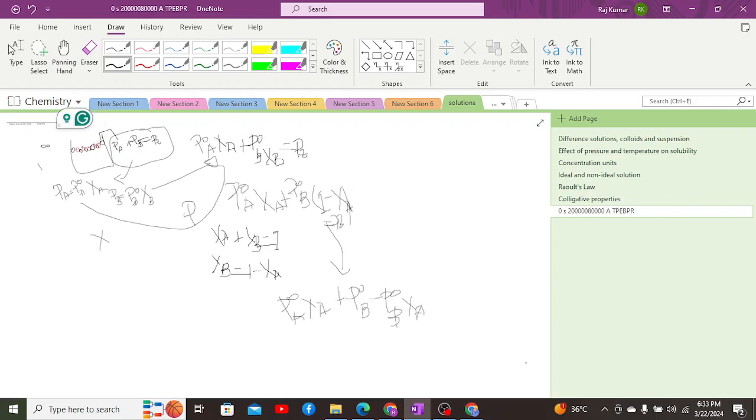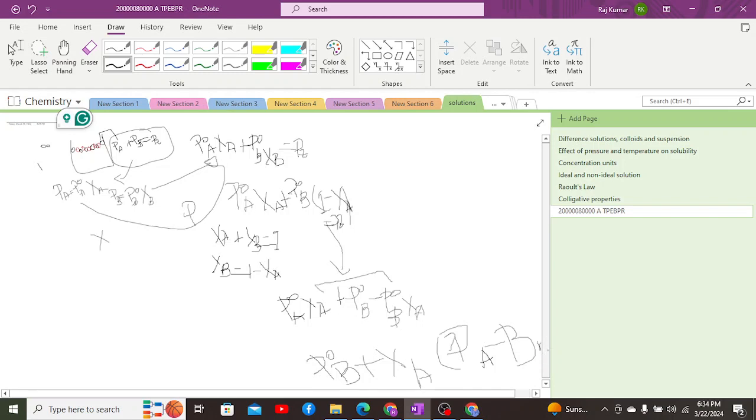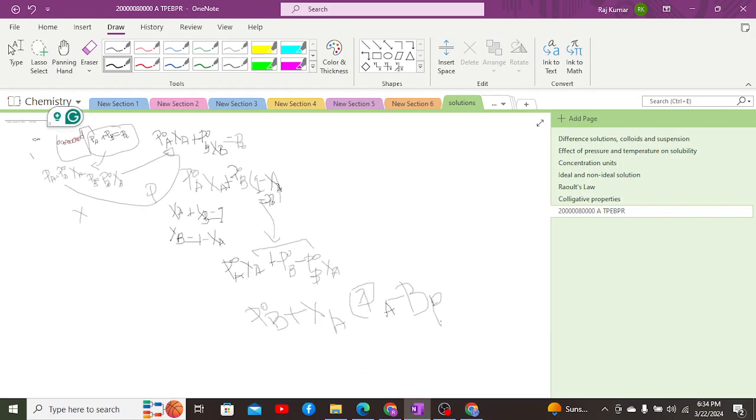Now let's see what is common here. We have P naught B as common and xA as common, so we can take xA as a common factor out of both of these terms, and the rest of the equation obtained would be equal to pA minus pB, that is P naught A minus P naught B. So this is how the entire equation can be written.